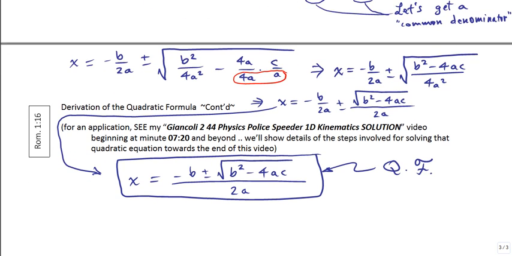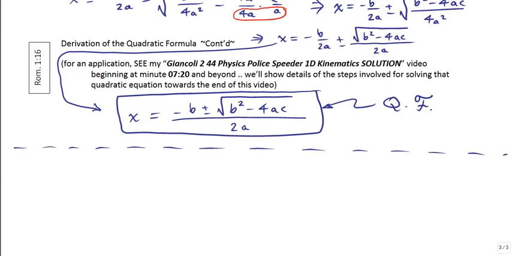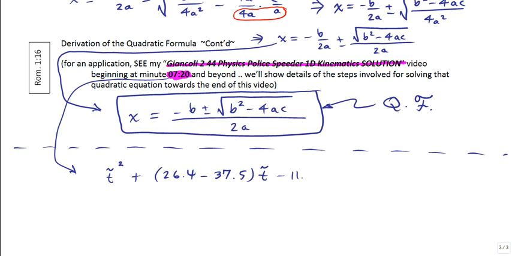Having done that, now let's revisit something that we had done in an earlier video. So in an earlier video, namely from this video here, where we had the Giancoli 2-44 Physics Polyspeeder 1D Kinematics Solution, particularly at this minute mark, we had started to talk about an equation, and the equation was the following. Okay, so the equation we had there was something of the form like this. We had t tilde squared plus 26.4 minus 37.5 times t tilde minus 11.1 equals 0.